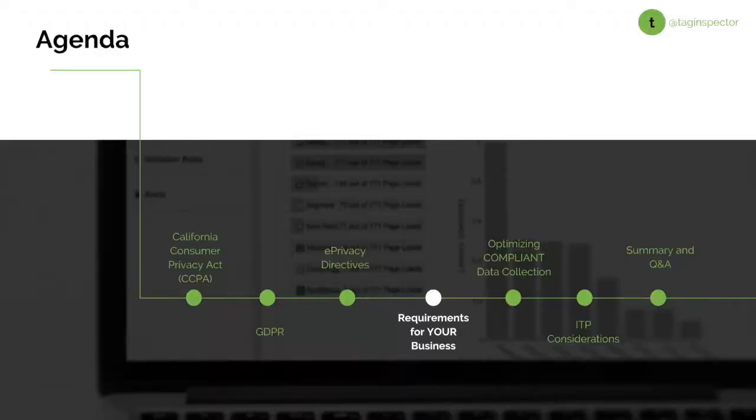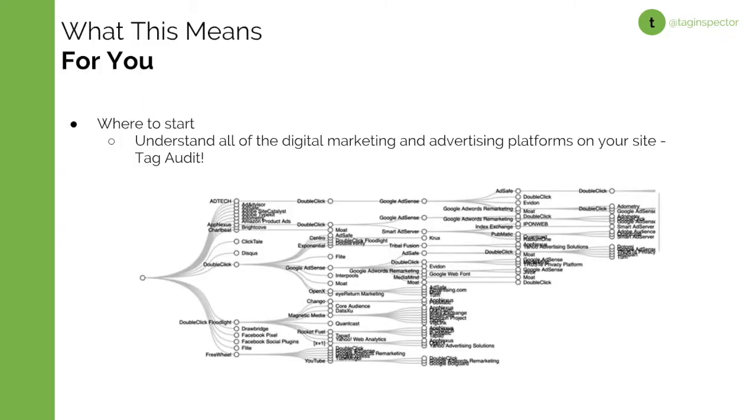So that's a lot of different regulations, a lot of different rules that are defining the game that we need to play when it comes to managing tags, setting our tag governance policy, and those different requirements that we need to keep in mind. So what are the requirements for your business? What should you be doing today in order to make sure that you are engaging in compliant data collection?